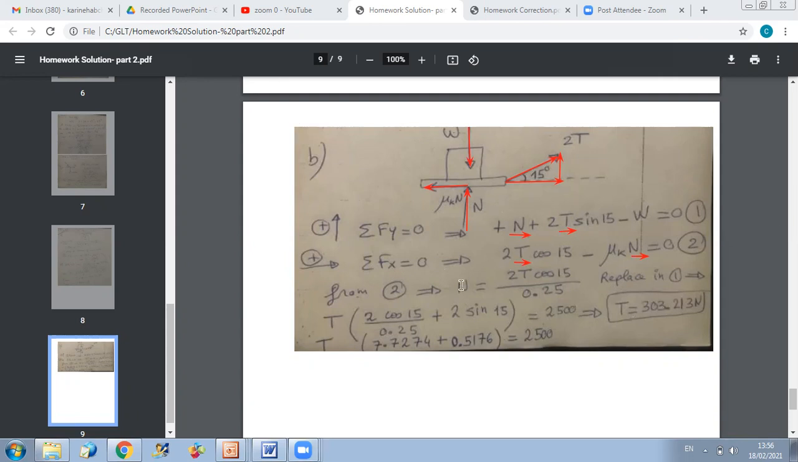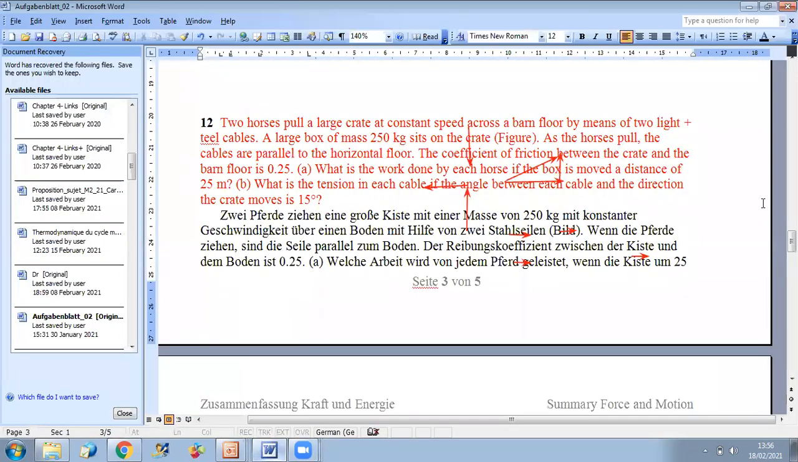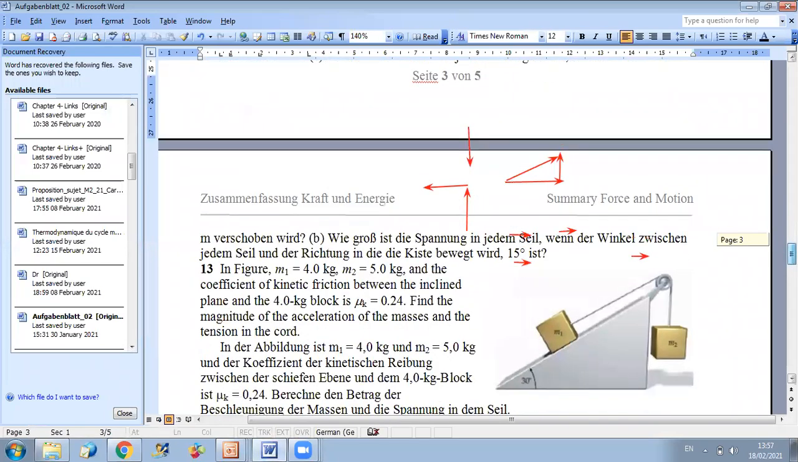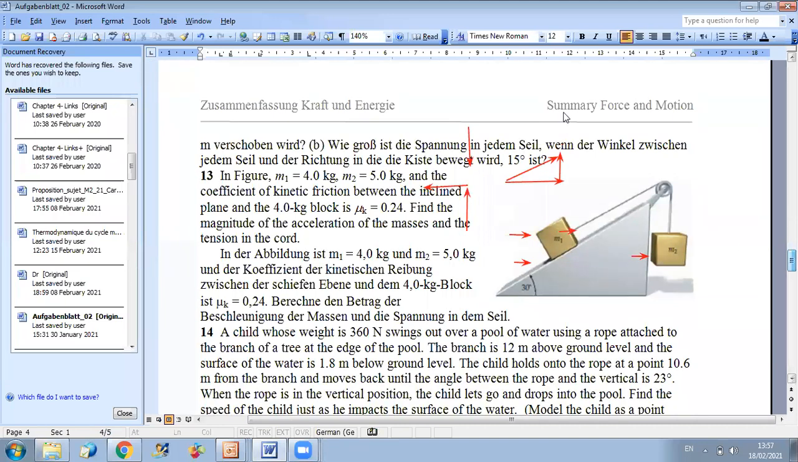Any question on this problem? Okay, so let us continue. Problem 13.